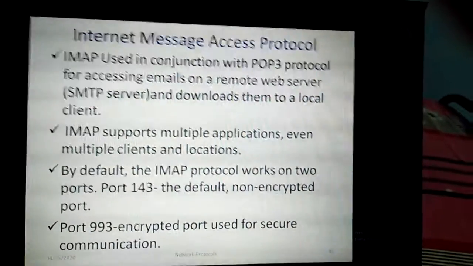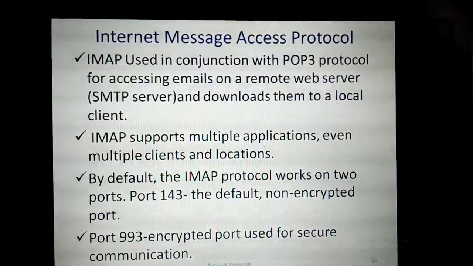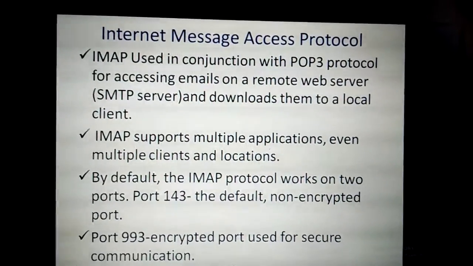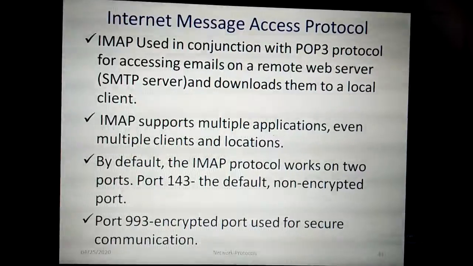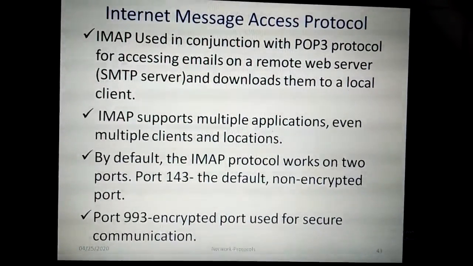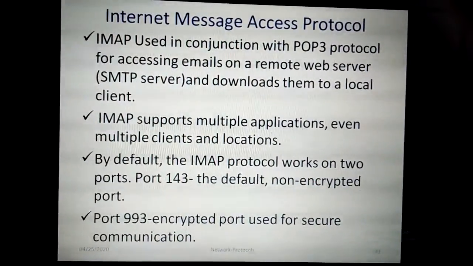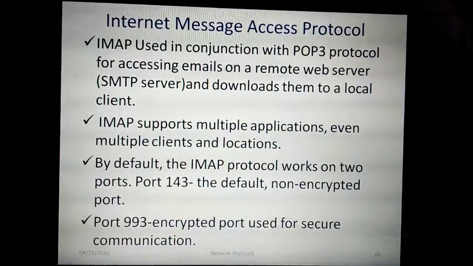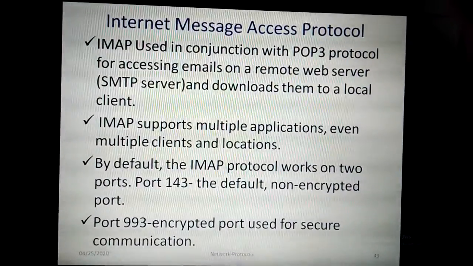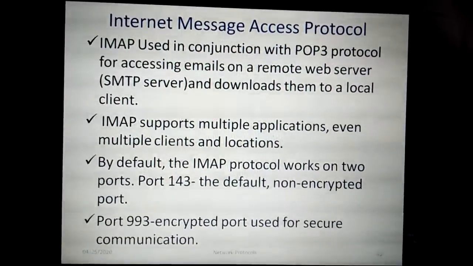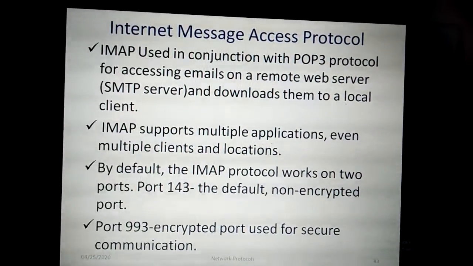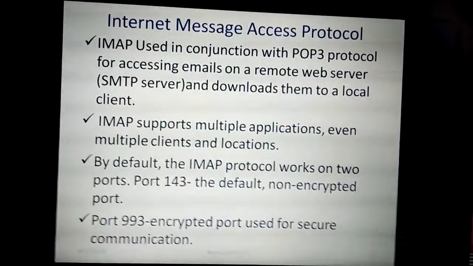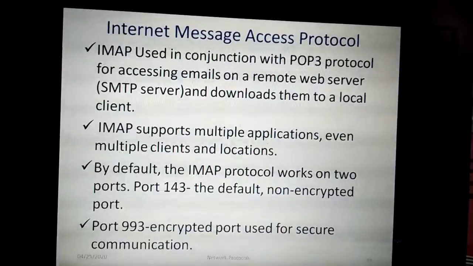So IMAP supports multiple applications, even multiple clients and locations are going to be supported with the help of this IMAP. By default, the port number used here is 143 for the IMAP protocol, and that is the default port number. It is a non-encrypted port number. Next, the encrypted port number used for secured communication is 993. Port number 993 for IMAP is used for secure communication.